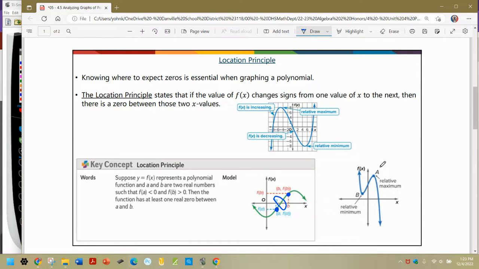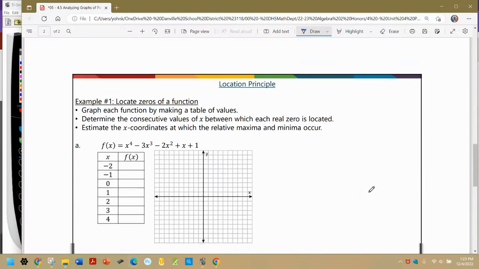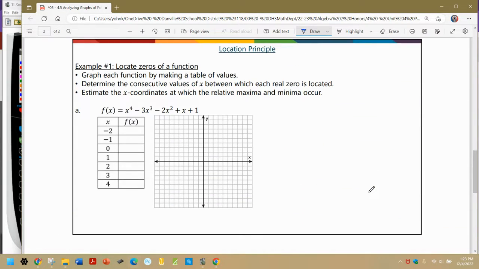We also have things called relative minimums and maximums still. A relative maximum is a high point where each value to the right and to the left is below it. And we also have relative minimums where each value to the right and to the left is above it. So let's see how we're going to relate this to our new chapter in polynomials.